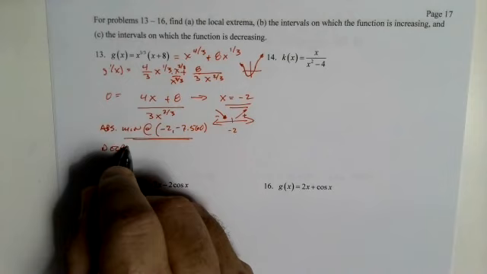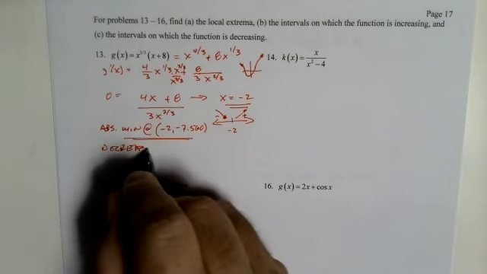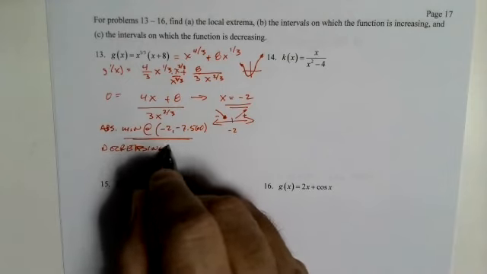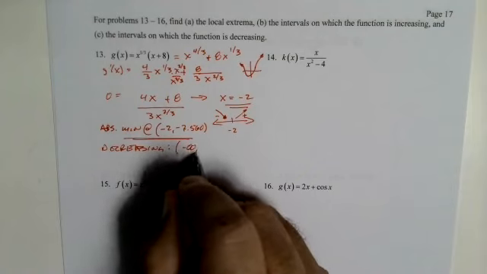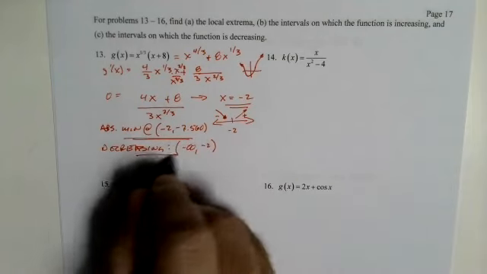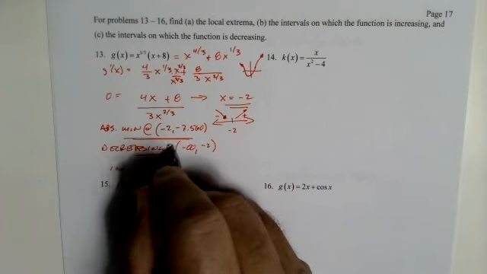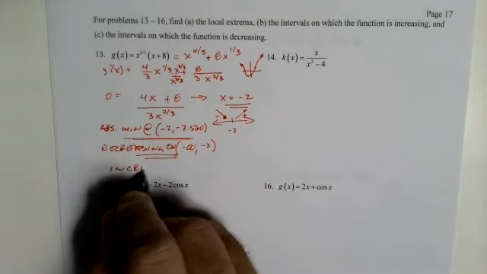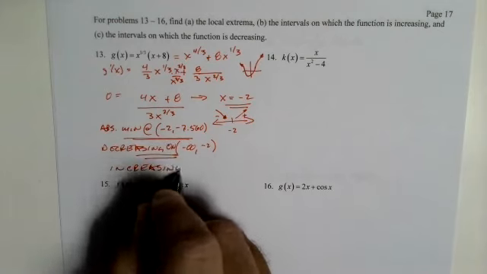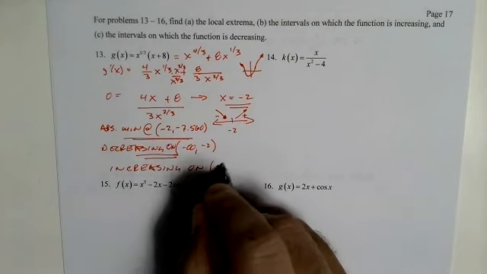Decreasing on negative infinity to negative 2. We usually try it on. Increasing on negative 2 to infinity.